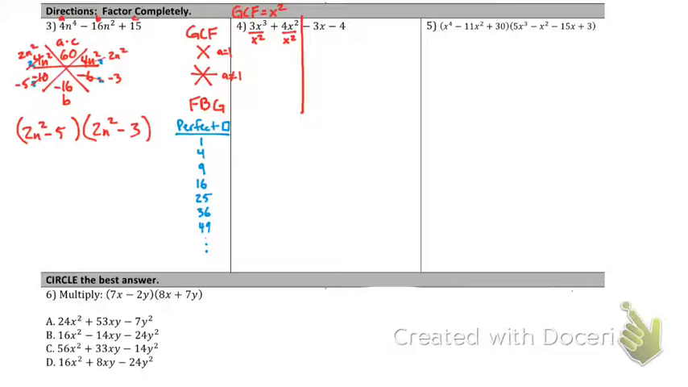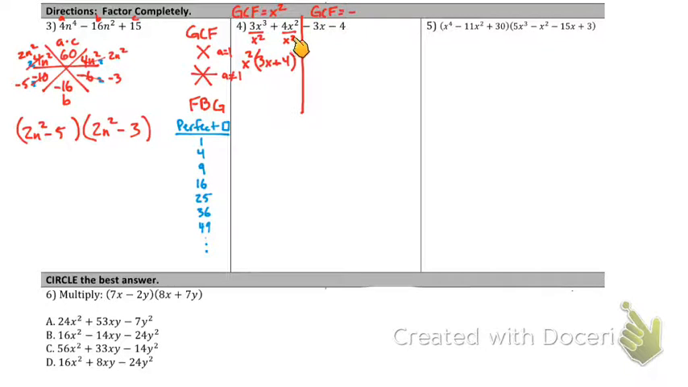This leaves me with 1x plus 4. And then you always put your GCF multiplied in front, x squared. Okay, so that's how I got my GCF there. Now we're going to do the same thing here, GCF. Remember, when the first guy is negative, we want our GCF to be negative.